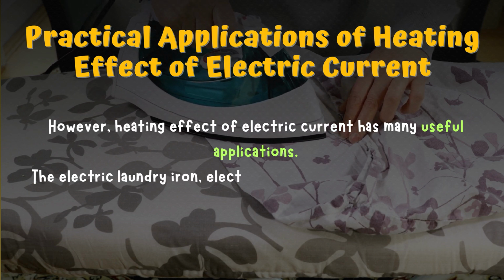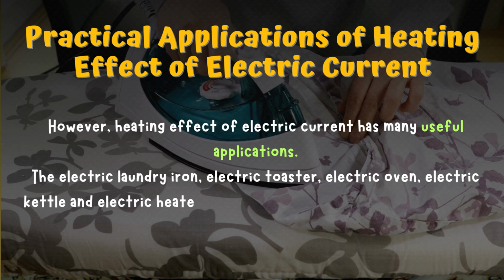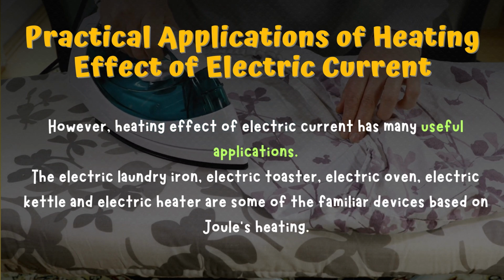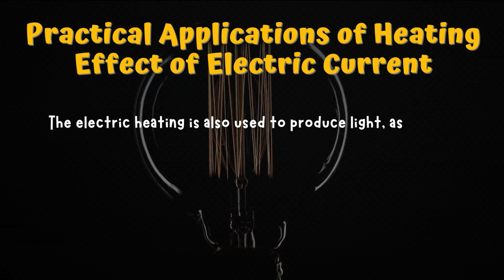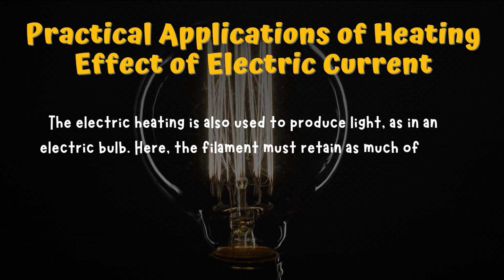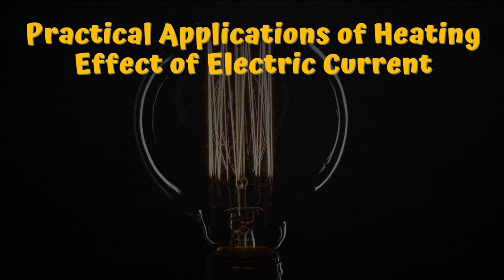The electric laundry iron, electric toaster, electric oven, electric kettle and electric heater are some of the familiar devices based on Joule's heating. The electric heating is also used to produce light, as in an electric bulb. Here, the filament must retain as much of the heat generated as is possible, so that it gets very hot and emits light. It must not melt at such high temperature.